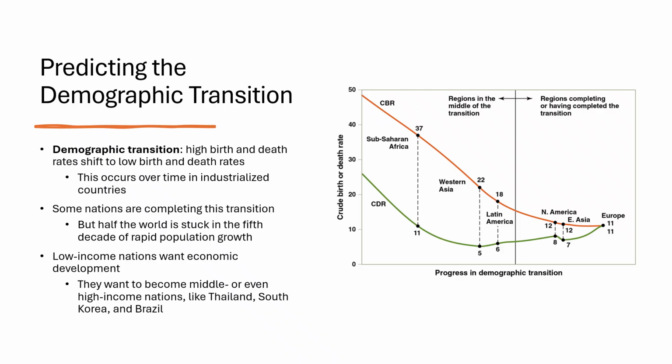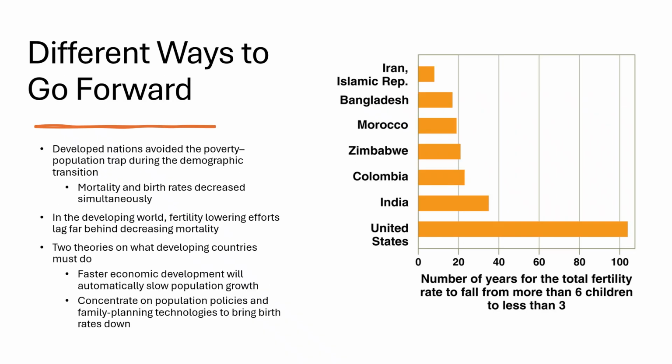They want to have a way of life that is comparable to high-income nations like Thailand now, South Korea, or maybe even Brazil. Those are countries who really want to reach the level of life of more advanced developed countries. So the developed nations that successfully raised advancement in the phase to stabilize their population have avoided what we call the poverty population trap. So we're going to define what that is in just a minute.